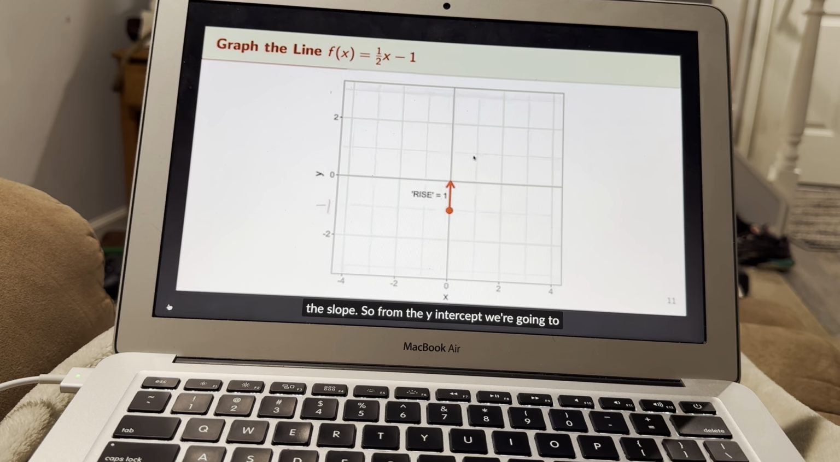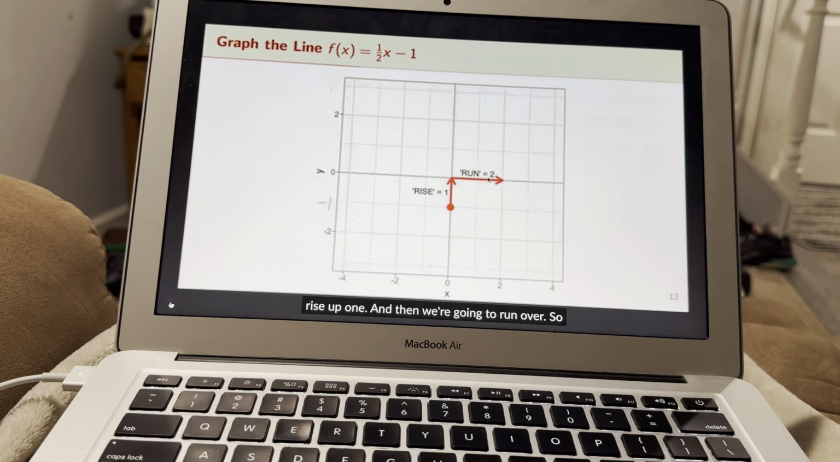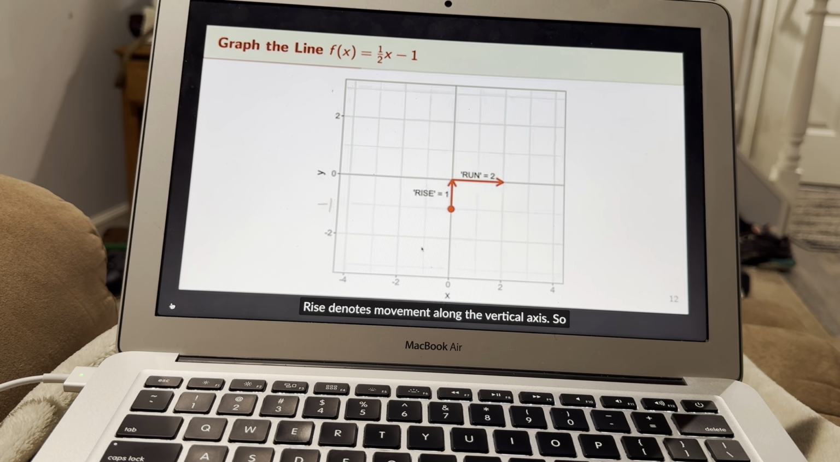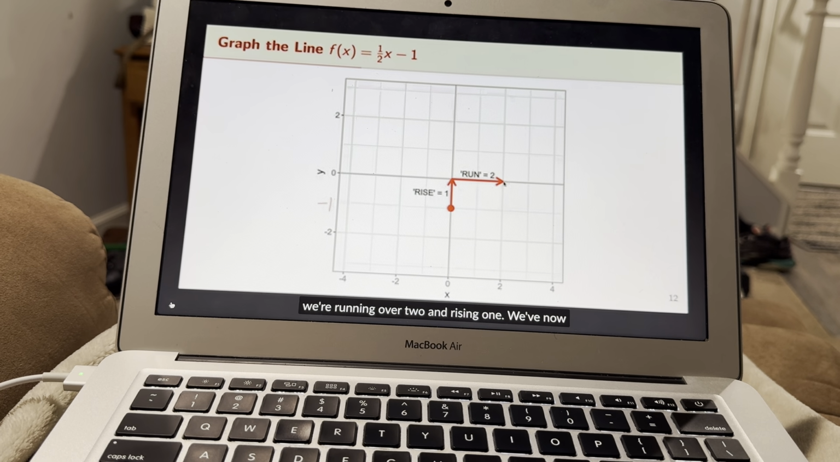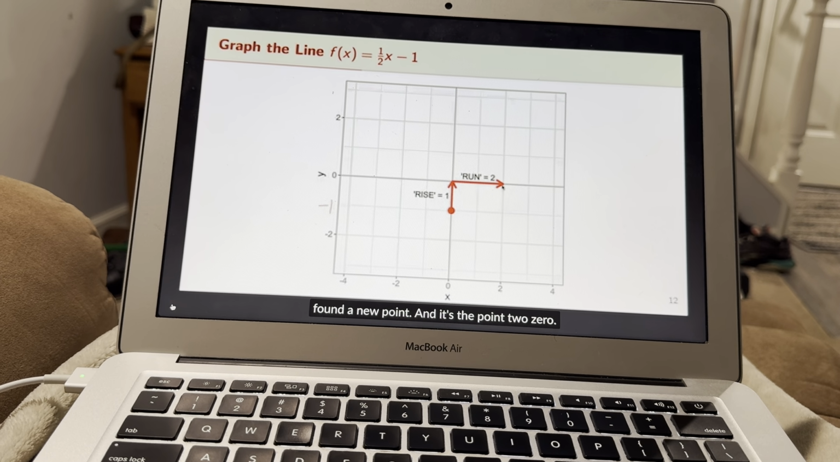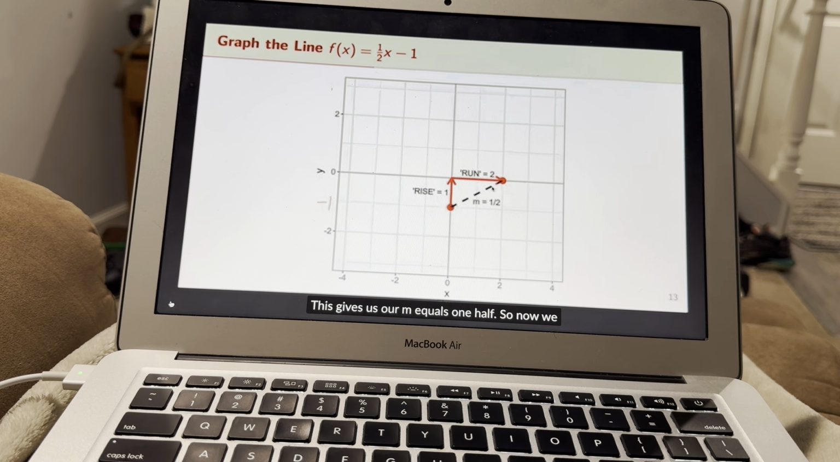We're going to then draw the line by looking at the slope. From the y-intercept, we're going to rise up 1, and then we're going to run over. Run denotes movement along the horizontal axis. Rise denotes movement along the vertical axis. So we're running over 2 and rising 1. We've now found a new point, and it's the point 2, 0. This gives us our m equals 1/2.